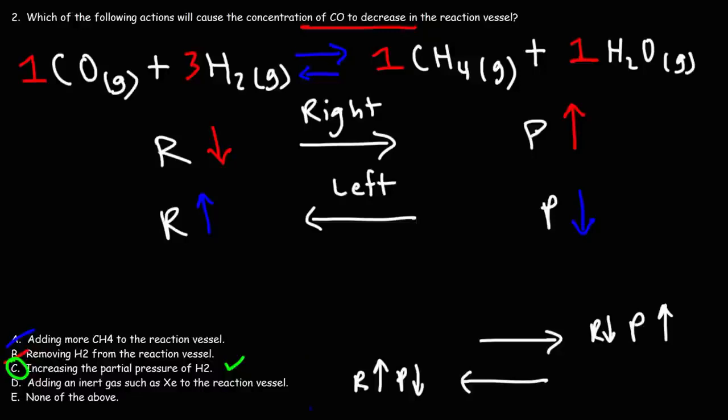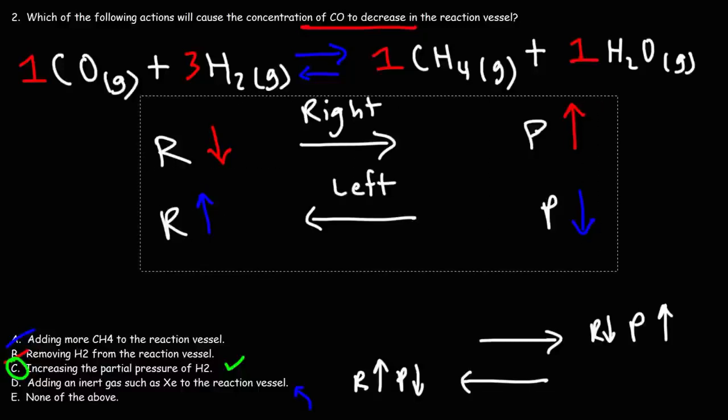Now let's look at answer choice D for the sake of understanding. What happens if we were to add an inert gas, such as xenon, to the reaction vessel? Neon is also an inert gas. So this can be true of any one of the noble gases: helium, neon, argon, xenon, krypton. They're all inert gases. What's going to happen if we add an inert gas to this reaction?